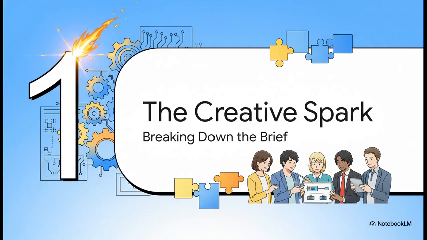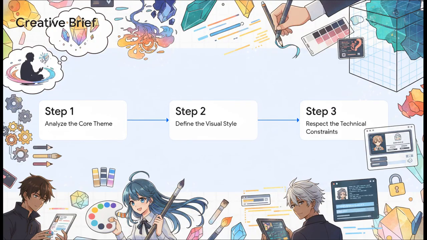First things first, before you can build anything, you've got to understand your materials, right? So we're going to break this whole creative task down into clear, manageable pieces. This is where that little spark starts to look like a real plan. Every creative project like this really stands on three main pillars. First, you have to analyze your core theme, like what are we really trying to say? Second, we need to define the visual style. What's this thing going to look like? And finally, you got to respect the technical constraints. What are the rules of the sandbox we're playing in?